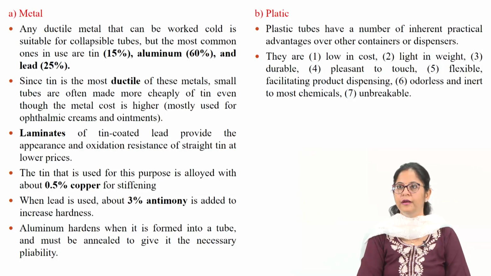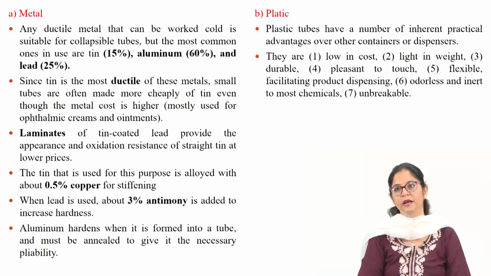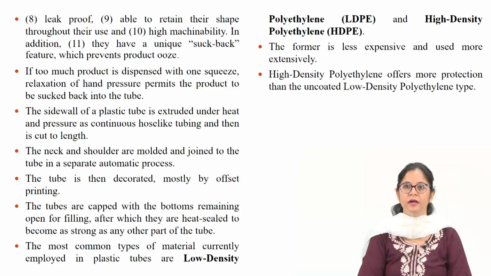Plastic tubes are also there and have a number of inherently practical advantages over other containers or dispensers. That is, they are low in cost, light in weight, durable, pleasant to touch, flexible, facilitate product dispensing, odorless, inert to most chemicals and, most importantly, unbreakable. They are also leak proof, able to retain their shape throughout their use, and have high machinability. In addition, they have a quick suck back feature which prevents product ooze. If too much product is dispensed with one squeeze, relaxation of hand pressure permits the product to be sucked back into the tube.